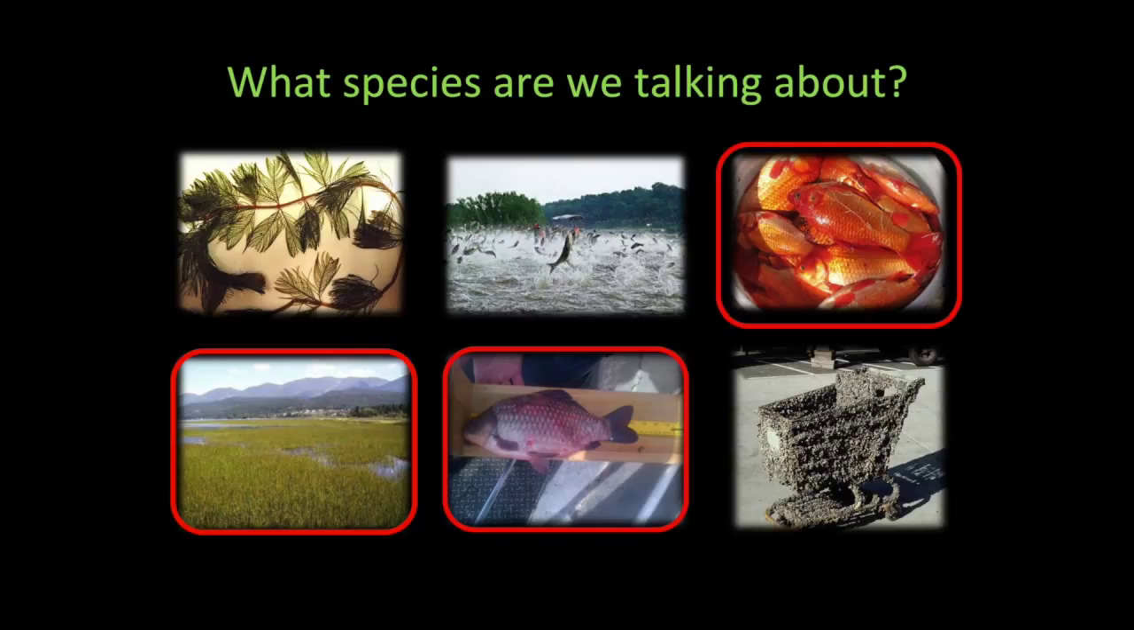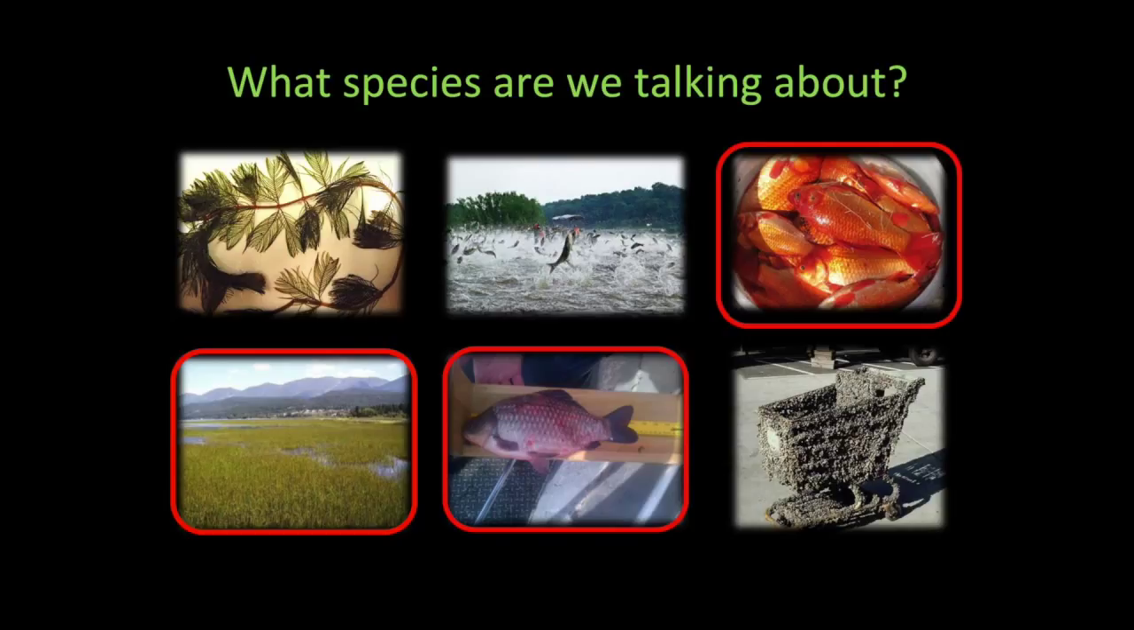The upper right is goldfish. These are becoming more and more of a problem. I'll get into those in a bit more detail. The bottom left is flowering rush. Lucky you, we have that in the Sturgeon watershed. I'll talk about that in more detail.